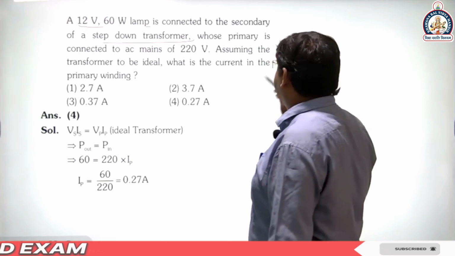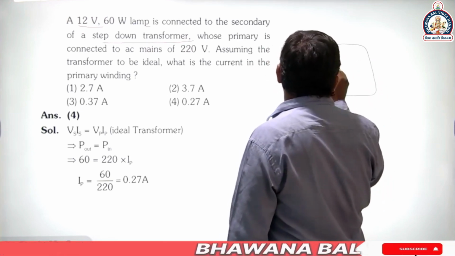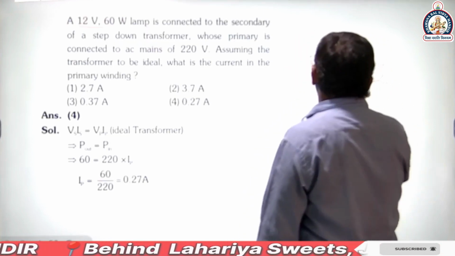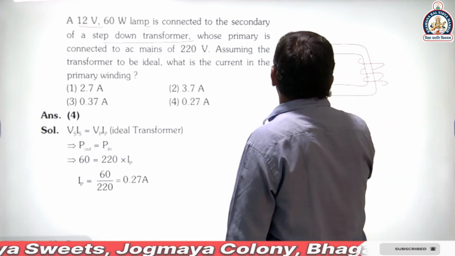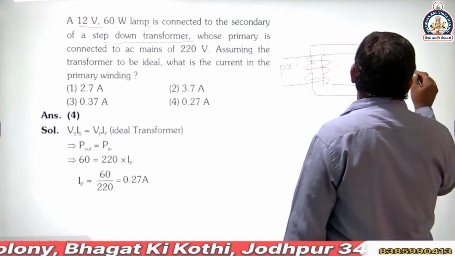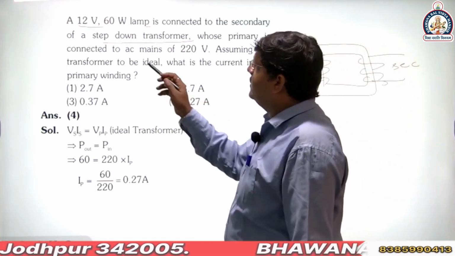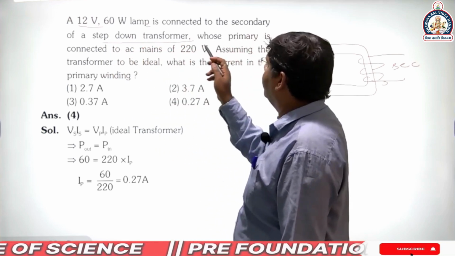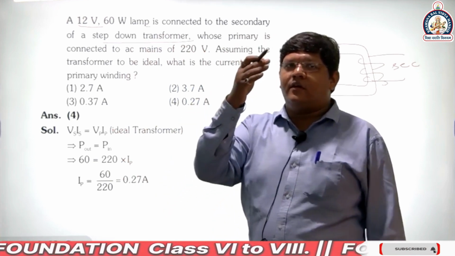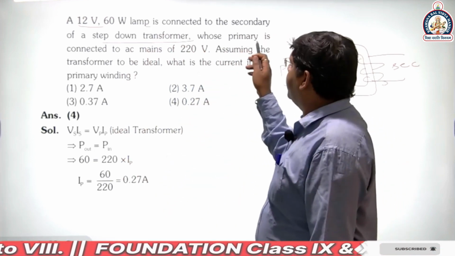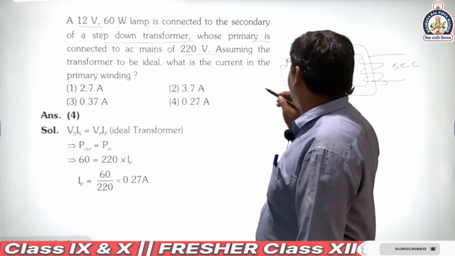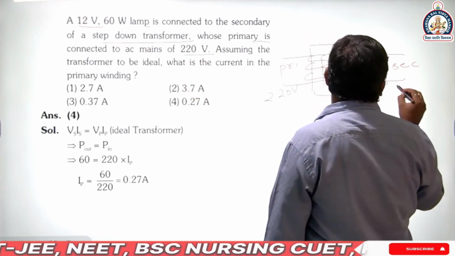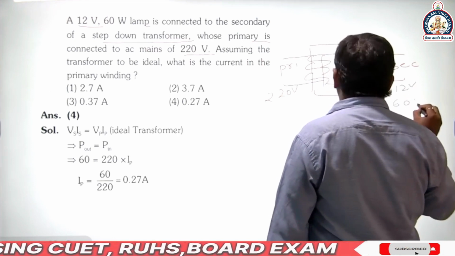As we all know, a transformer is a device which is used to transform power. One side is the primary side and the other side is the secondary side. Where the supply is connected, this is the primary, and where the load is connected, it is the secondary. The question says there is a load of a 12 volt 60 watt lamp on the secondary of its step down transformer. Step down means it is lowering the voltage supply, whose primary is connected to AC of 220 volt. So the rating of the primary is 220 volt and the rating of the secondary is 12 volt 60 watt according to the question.